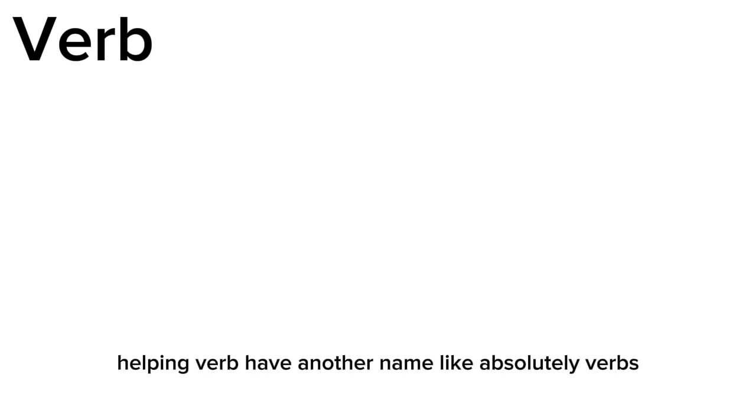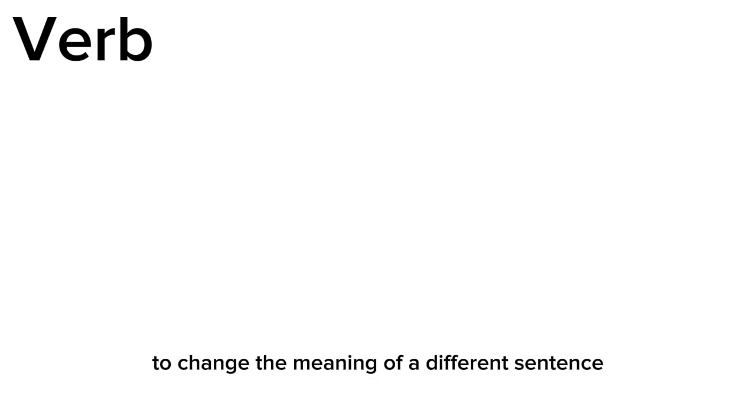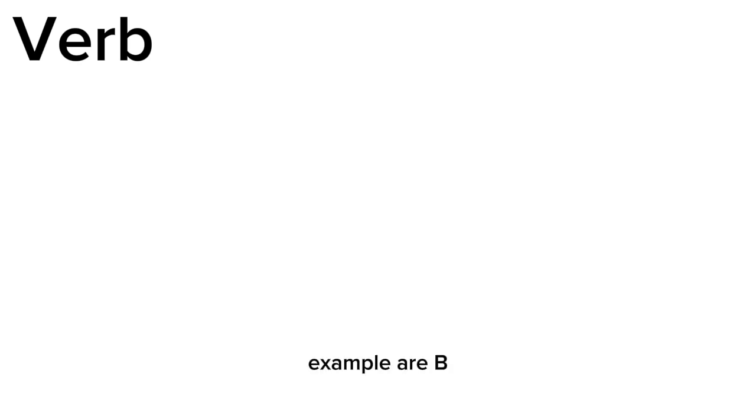A helping verb has another name, auxiliary verb. As the name suggests, a helping verb is an auxiliary verb that is added to another verb to change the meaning of a sentence according to the purpose and atmosphere. Examples are be, such as is, am, are, was, were, been, being, and others.